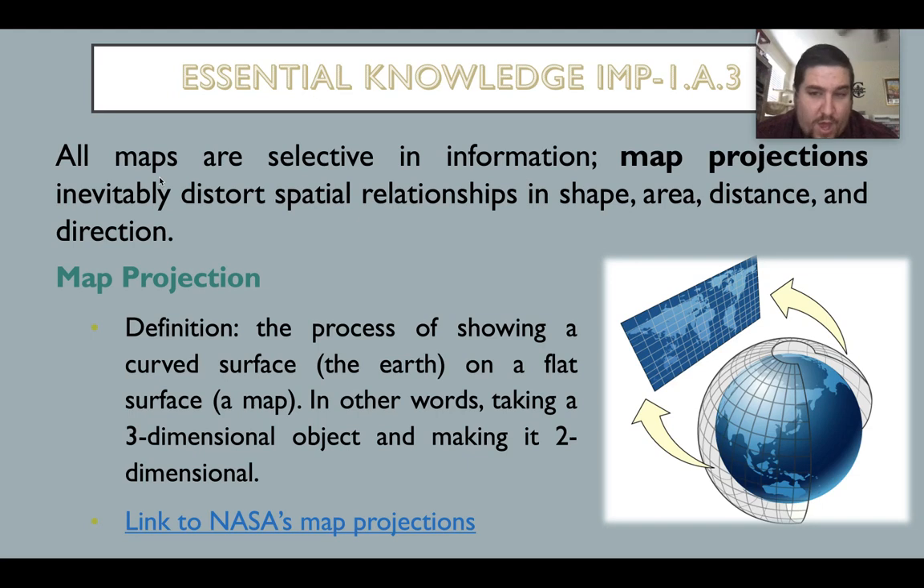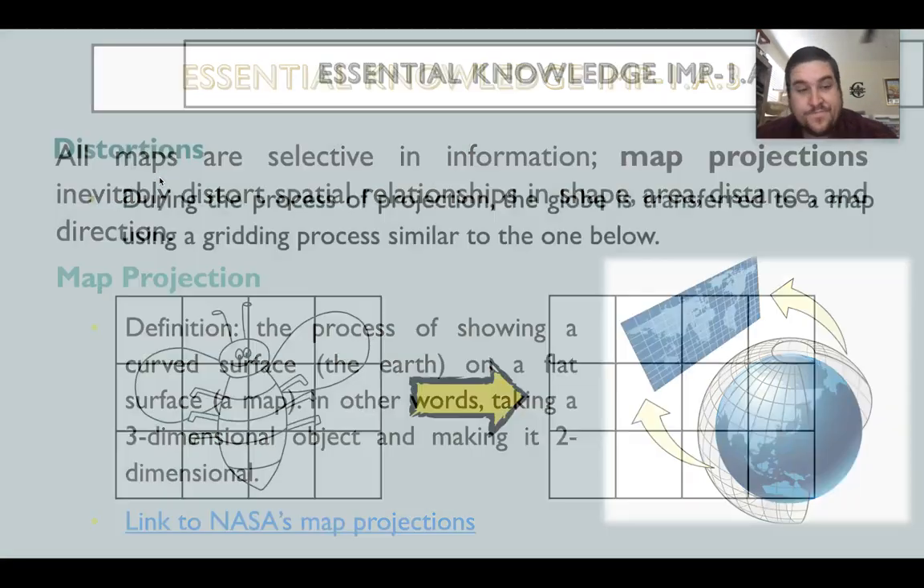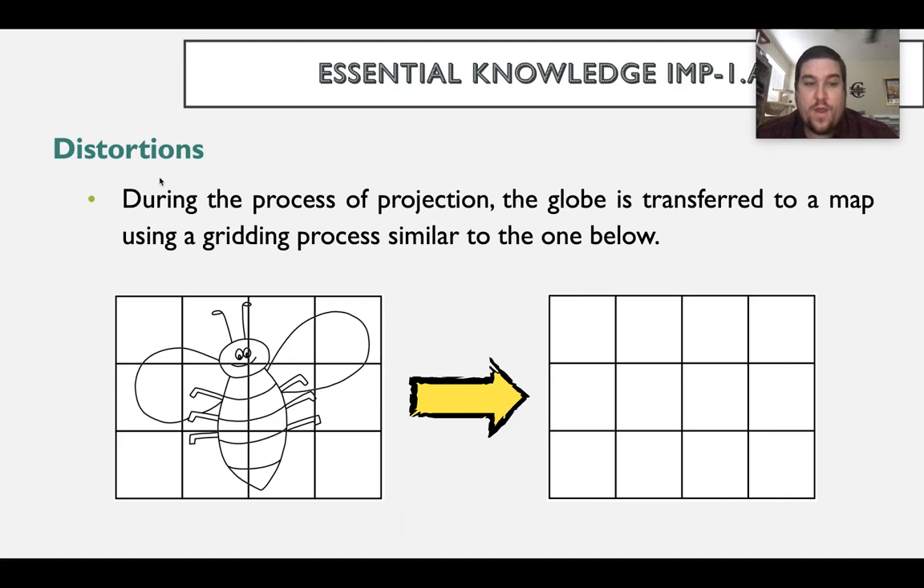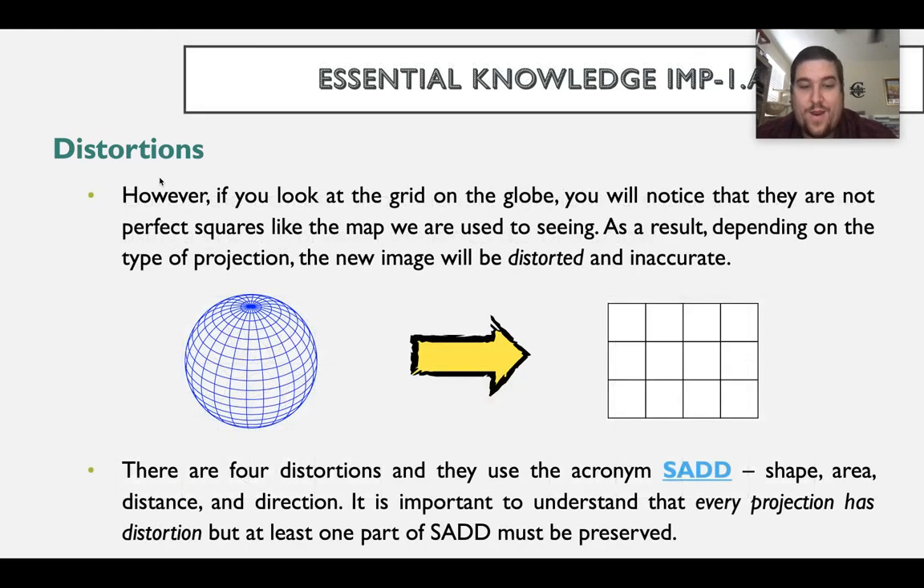It's either in shape, area, distance, or direction. And there are hundreds, if not thousands, of different types of map projections that all attempt to distort something different for different purposes. If you were to transfer this over, very similar, right? We would draw grid lines to copy. You draw a grid line on an Earth, it doesn't work. So these distortions all cause issues.